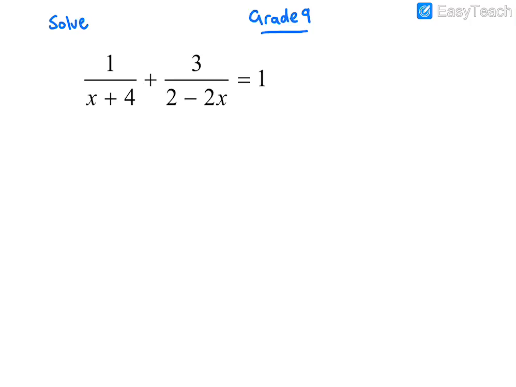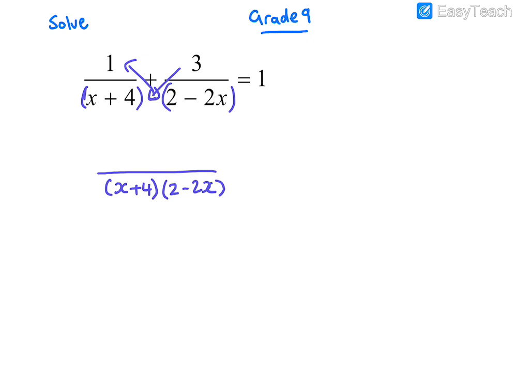Okay, so let's go through a grade 9 question on solving equations which involves algebraic fractions. We're going to start off by finding the common denominator, and the common denominator is going to be x plus 4 multiplied by the other bracket over here, 2 minus 2x. And now all you do is just cross multiply the denominator and the numerator.